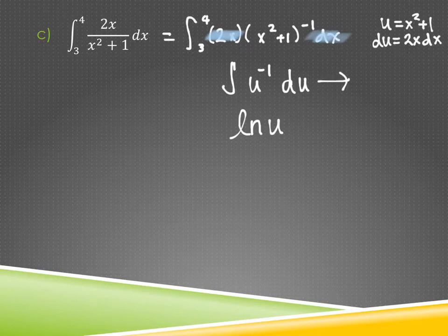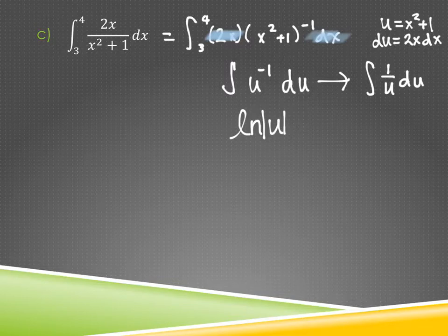This expression also could be written this way. Agreed? U to the -1 is the same thing as 1 over u. I know this should have absolute values, but we're going to be putting positives in there later anyway, so put it there or don't put it there. It's not going to matter. But the antiderivative of 1 over u is the natural log of u.